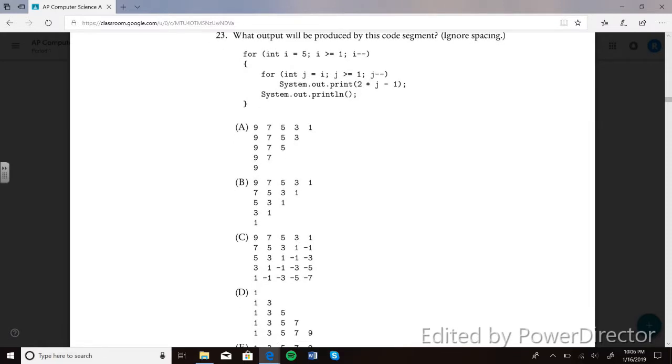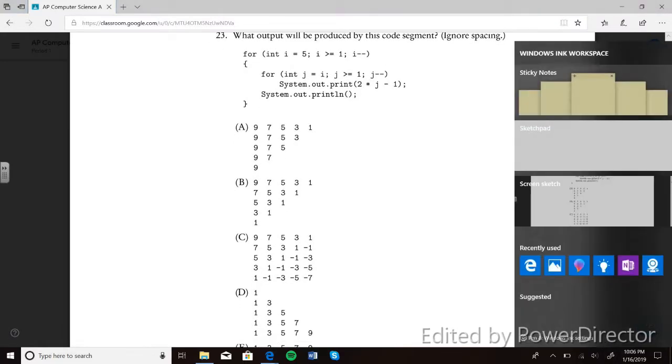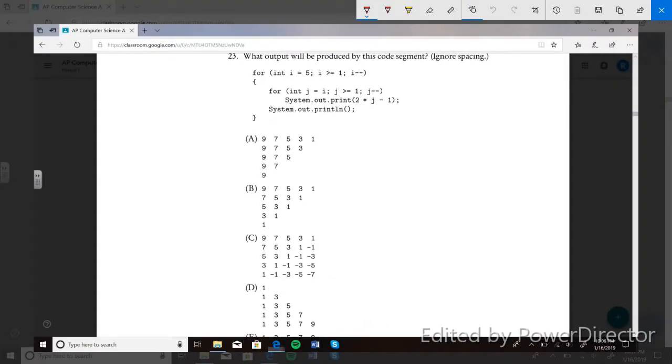For number 23, they give you a code and want to get the outcome of it. So it's a nested for loop. The first integer i equals 5, and then for 5, j equals i. So j also equals 5. And it does system out println 5 times j minus 1. So that would be 10 minus 1. The first number would be 9.